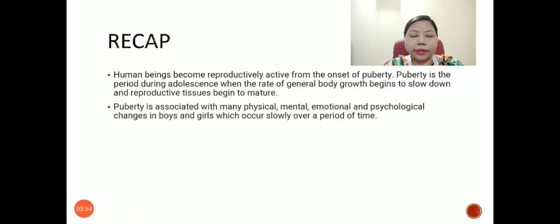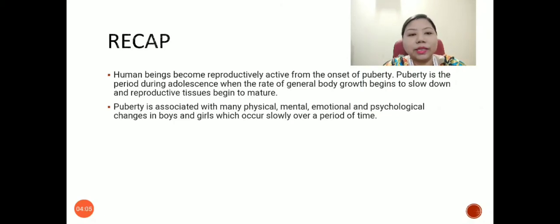Human beings become reproductively active from the onset of puberty. So before puberty, the reproductive organs are not very active, or gamete formation is not taking place. Puberty is the period during adolescence when the rate of the general body growth will reduce or slow down, and then the reproductive tissues will begin to mature.